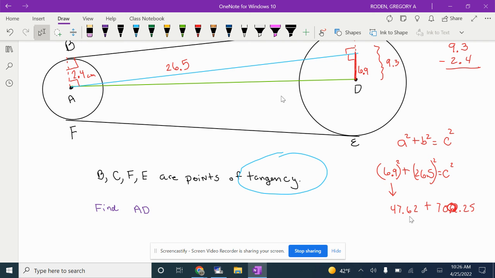What's 47.62 plus 702.25? 749.86. And then what do we have to do, guys? Because that's c squared. Square root. Sam, can you take the square root of that, please? Now we know that. 27.38. And that's very reasonable, right? Because we know the green line has to be longer than the blue line because it lies opposite the right angle. Right. You guys see that?